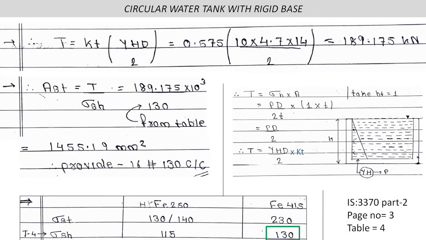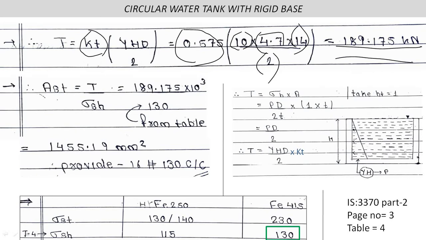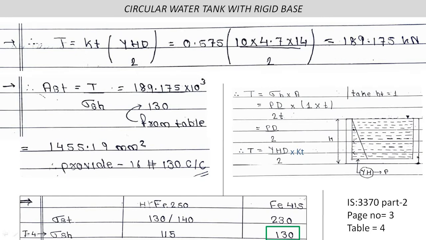For the calculation of T, we have already found the value of KT as the coefficient, 0.575. Next we have to multiply it by gamma into H into D upon 2. The value of gamma for water is 10, into height. The height or depth of water is 4.7 meters, into the diameter of the water tank, which is 14 meter. So we will multiply by 14 and divide by 2. So we will have the tension as 189.175 kilonewton. So we have found the T as 189.175 kilonewton.